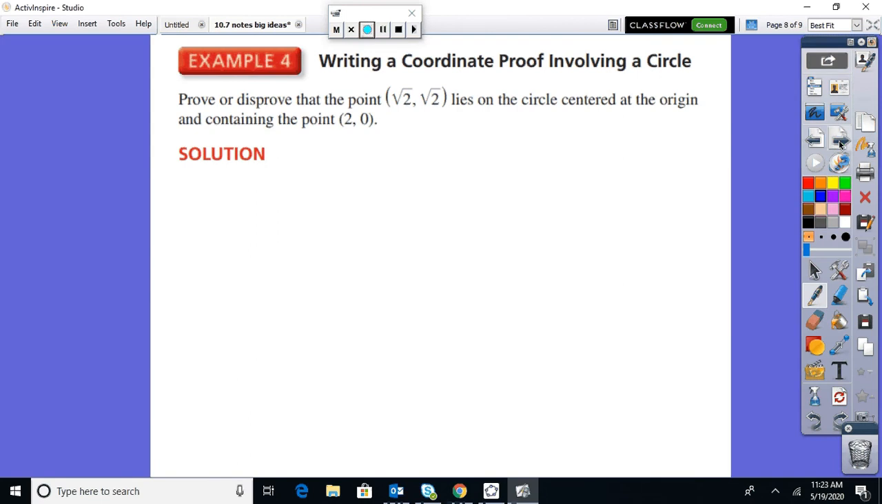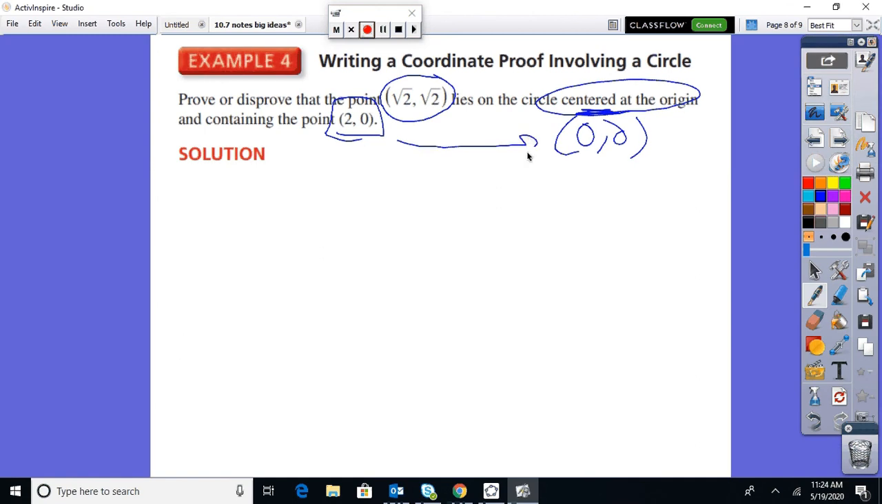All right, guys, let's take a look at what we've got here. The last concept today: writing a coordinate proof. So you're just actually going to show what's happening. Prove or disprove that the point lies on a circle centered at the origin containing a point. Think about what we're doing here. They give you some random point, and you want to see if that point is on the circle centered at the origin. So you know your center is (0, 0), and containing the point (2, 0). So this is a fancy way of getting you to find the radius.